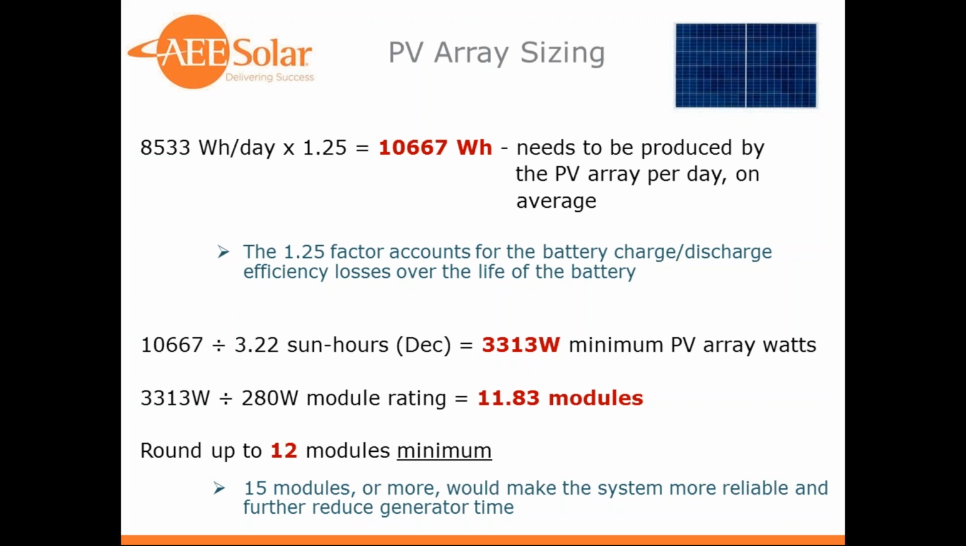So at 3,313 watts, and if we use, say, a 280 watt module, that's about 11.83 modules. Well, obviously round up to 12 modules there. But again, that's a minimum. So going to 15 modules or more is going to make the system more reliable, but we need at least 12 modules of a 280 watt rating for this particular system. And this is, of course, assuming a full sun site with no shading issues. You have to take that into account on your array sizing.